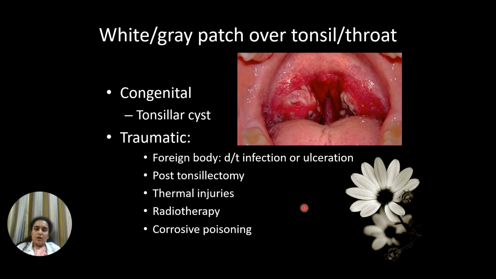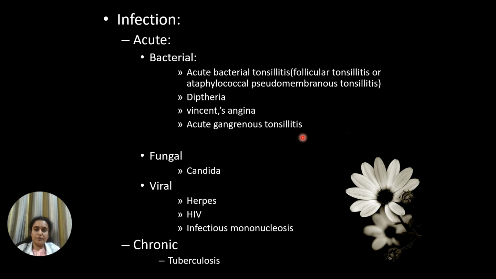Now, what is the differential diagnosis when we see a white or a grayish patch over the tonsil? We should keep in mind all these diagnoses. Firstly, let's begin with a congenital cause: tonsillar cyst. Rheumatic, it can be a foreign body, a simple ulceration, or post tonsillectomy, where you can also see white patches. Thermal injuries, radiotherapy, corrosive poisoning.